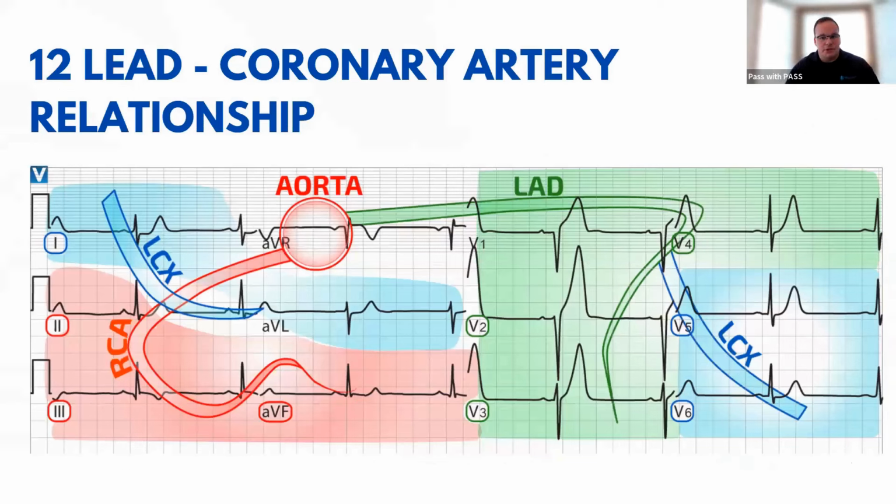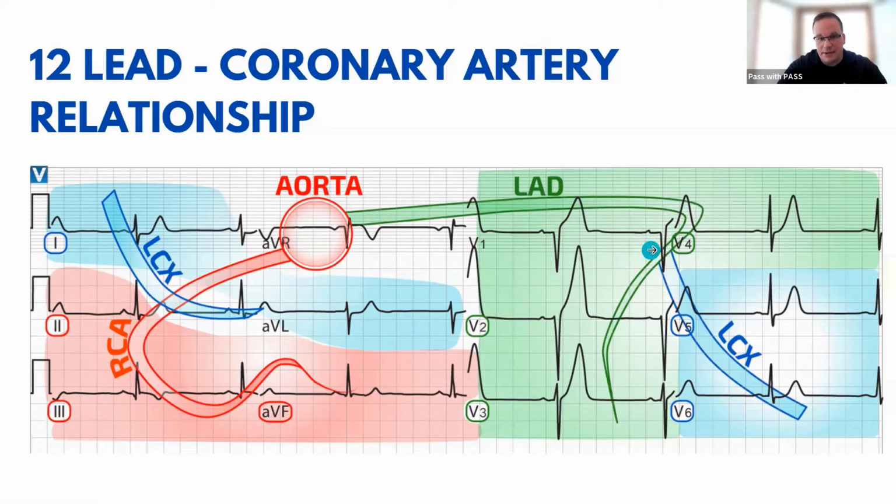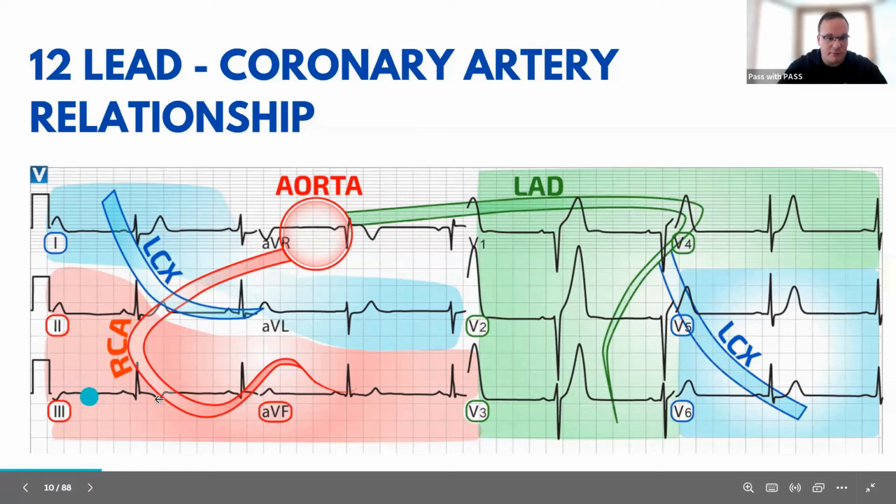12-lead coronary artery relationship. This is a pretty good picture to demonstrate the leads that we look at on a 12-lead EKG and exactly how they're supplied. The aorta doesn't necessarily supply aVR. It doesn't at all. It's there just for bearings of where these vessels are coming from. The left anterior descending supplies my septal and anterior leads, so V1, V2, V3, and V4. My left circumflex supplies my lateral leads, so I, aVL, V5, and V6. And my right coronary artery, more specifically, my posterior descending artery, supplies II, III, and aVF, or my inferior leads.